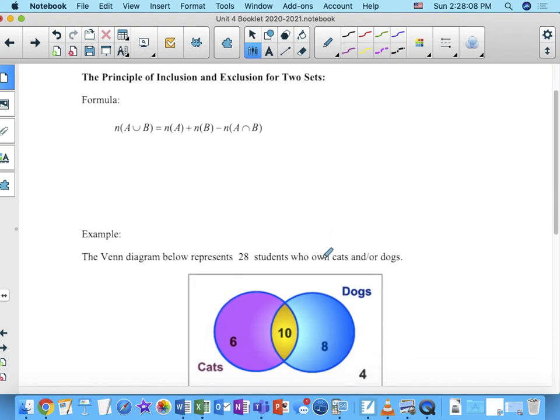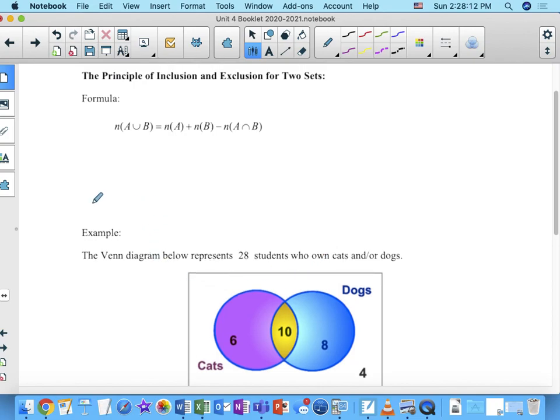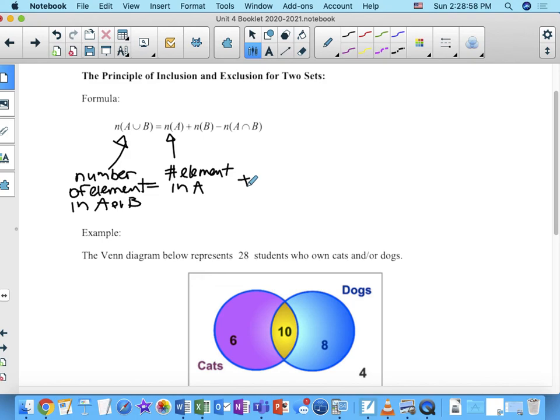Okay. And so now what I want to talk about, and we've kind of already intuitively discussed this because we've talked about solving problems already with Venn diagrams, is this fact that when we are talking about the number of elements in a union, this formula, in A or B, it's equal to, this is the number of elements in A plus, this is the number of elements in B, but then what we have to do is we have to take away the overlap.